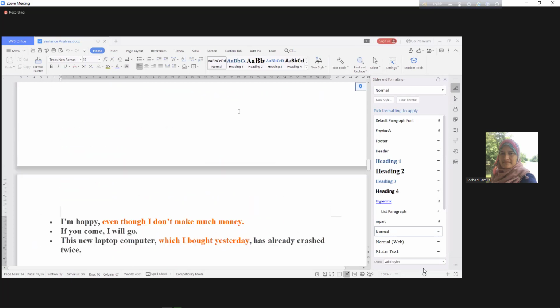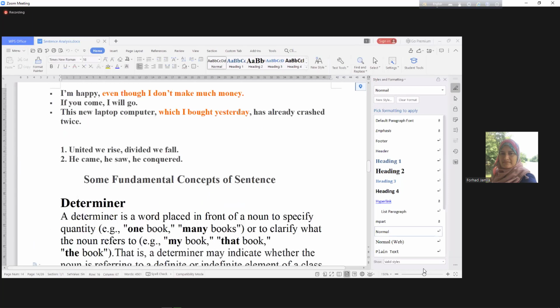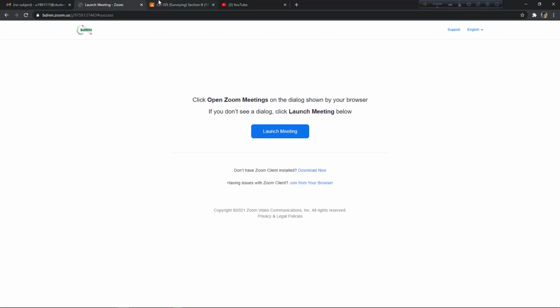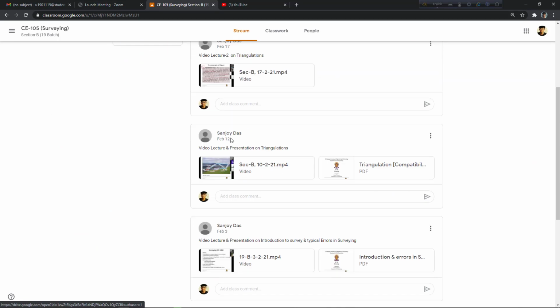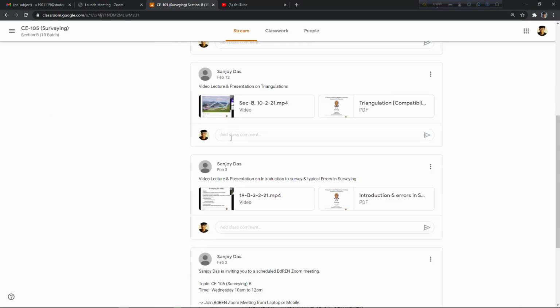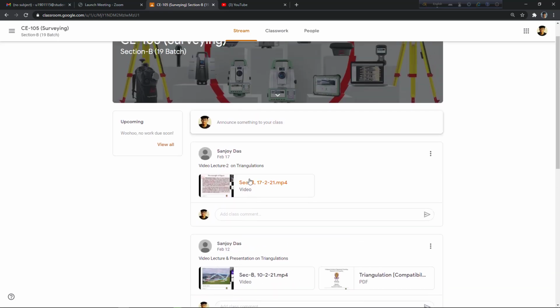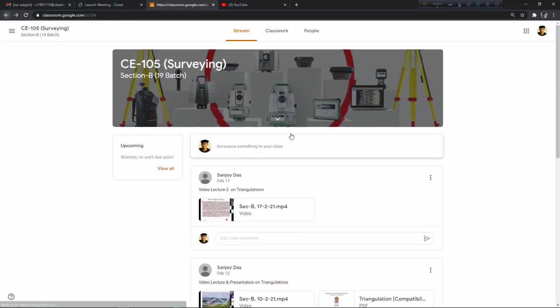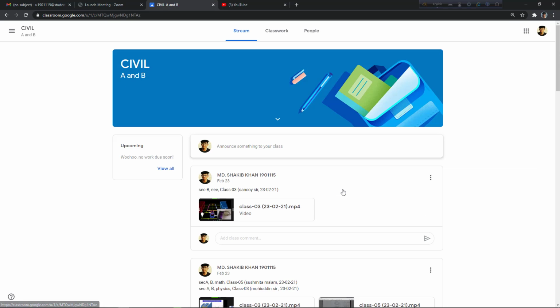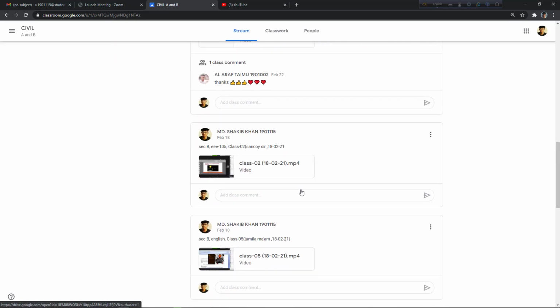Then we can start a new topic. Okay. So probably in the last class we saw different types of sentences. There are 5 types of sentences according to function, and there are 3 types of sentences according to clause patterns. I think we discussed these 3 types in the last class.